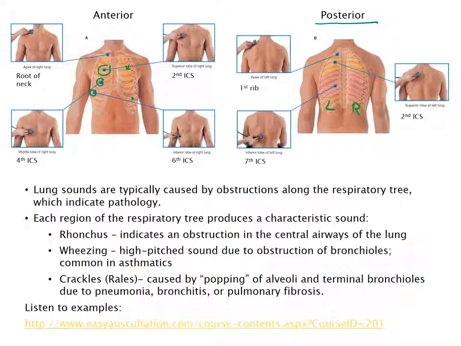Do recognize clinically that different regions of the respiratory tree are going to produce very characteristic sounds. Here I've listed three very common sounds: rhonchus, which is caused by obstruction in the central airway; wheezing, which is a very high-pitched sound from obstruction of the bronchioles; and crackles, which kind of sounds like the popping of your Rice Krispies due to alveoli and terminal bronchioles popping as a result of either pneumonia, bronchitis, or pulmonary fibrosis. Because it's a little challenging to describe what these sounds are like, I provided a link for you here to listen to these sounds directly. I hope you'll take a look at this link.